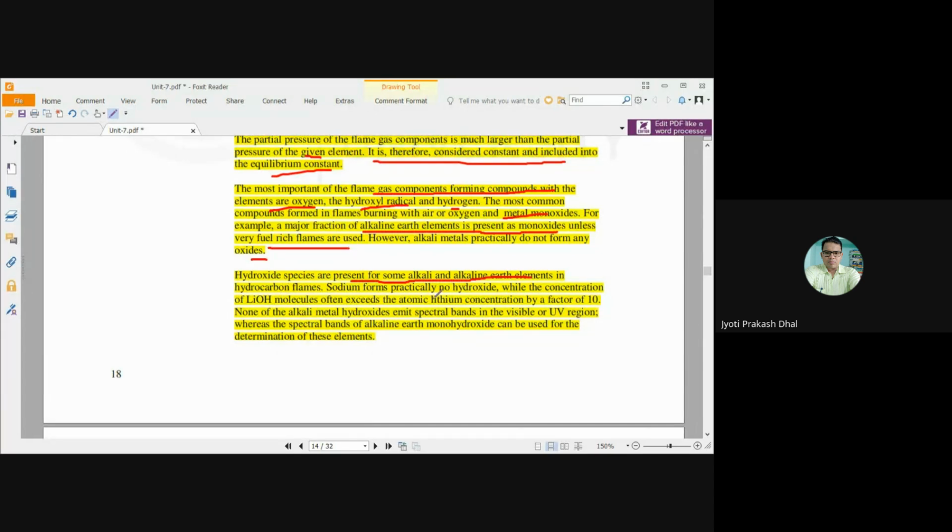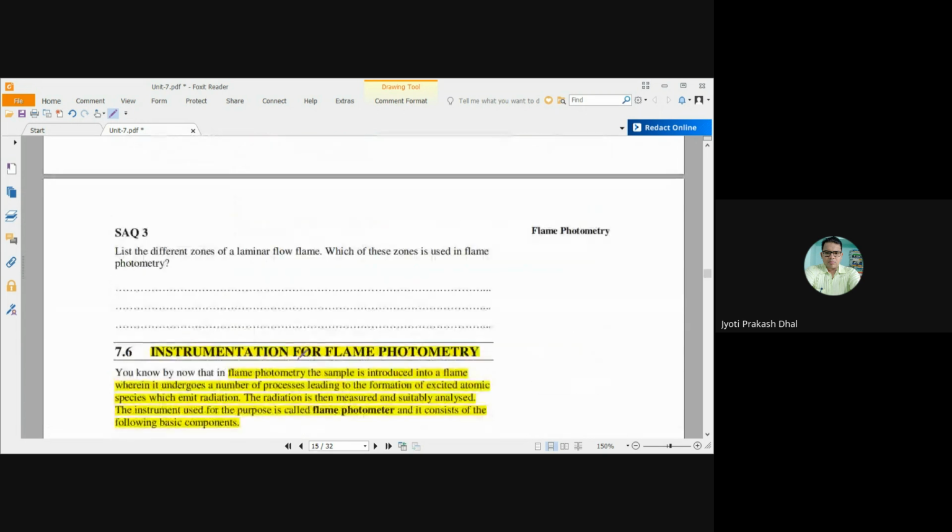Sodium forms practically no hydroxide. While the concentration of lithium hydroxide molecule often exceeds the atomic lithium concentration by a factor of 10, none of the alkali metal hydroxides emit a spectral band in the visible or UV region. Whereas the spectral band of alkaline earth metal monohydroxide can be used in the determination of these elements.